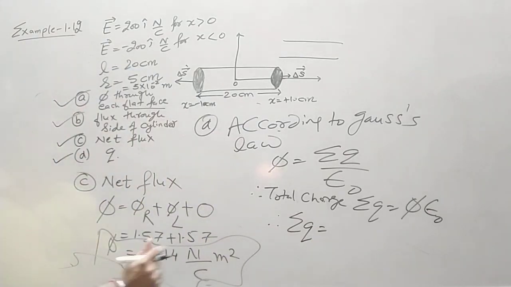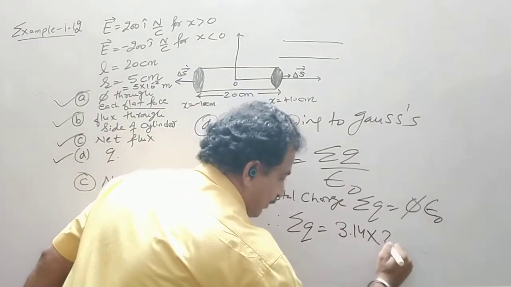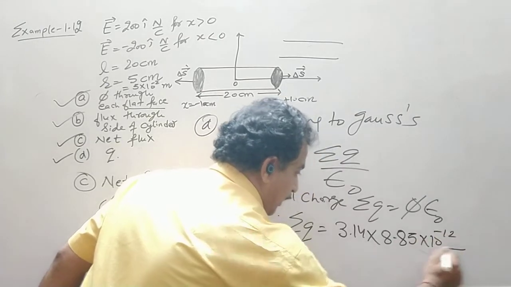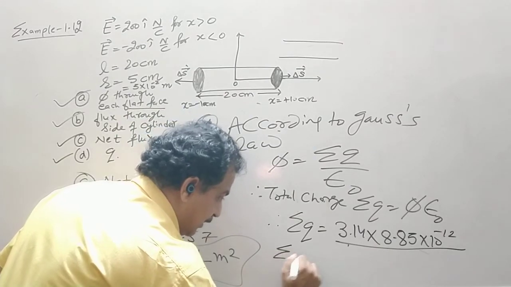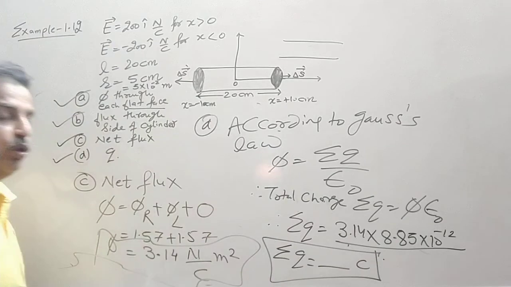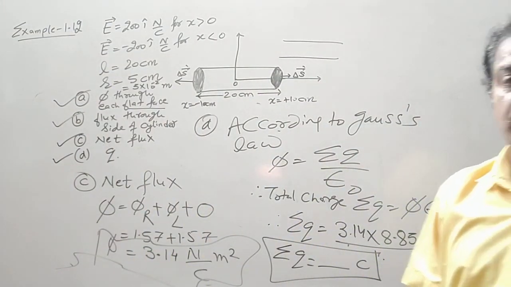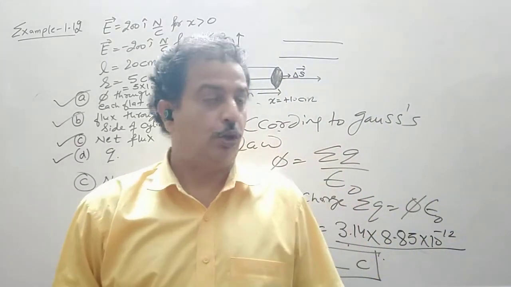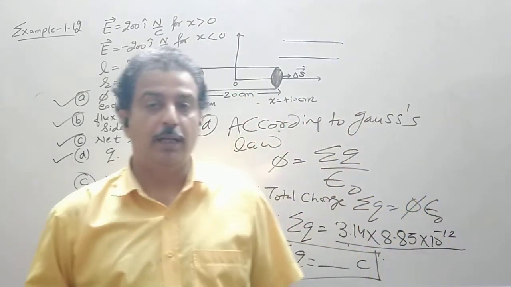Summation q is equal to flux, 3.14, multiplied by the permittivity of the medium, that is 8.85 into 10 raised to minus 12. So this multiplication you do and find out the answer. It is left as an exercise. The unit is coulomb. So this is example 11 and 12, which was the application of the Gauss law. So we end our lecture by these two examples. Have a good day.